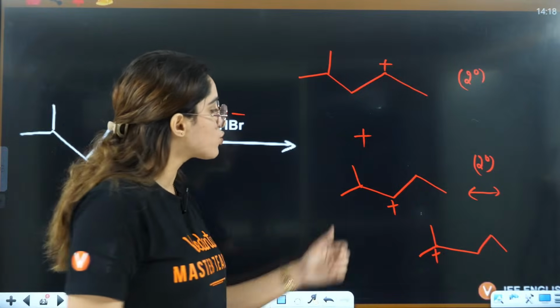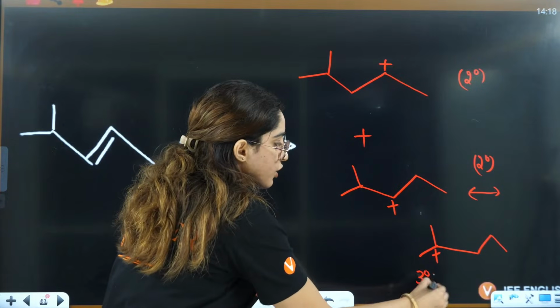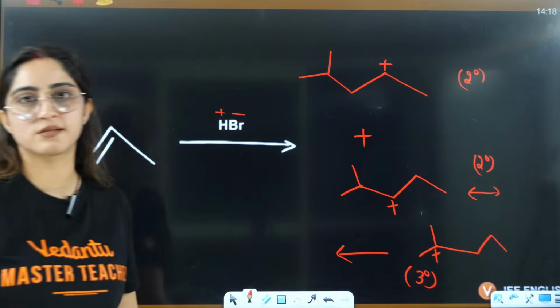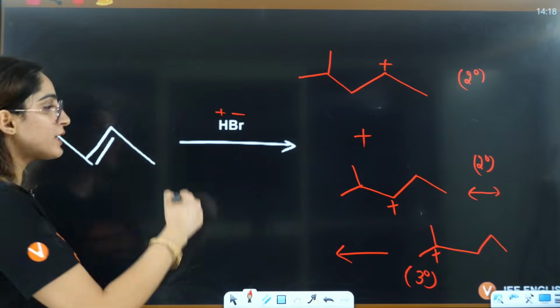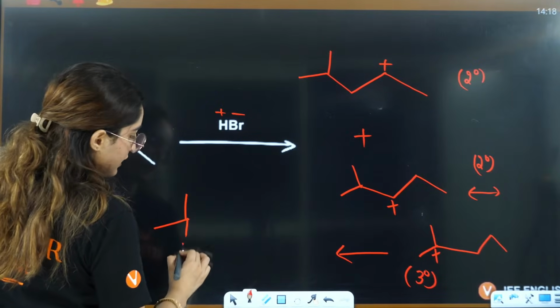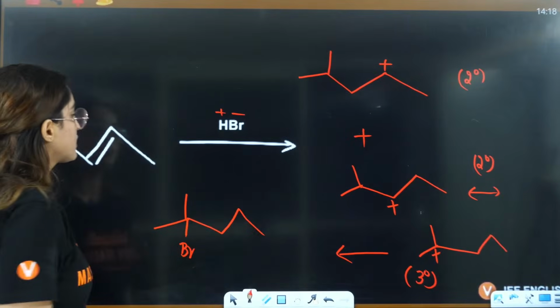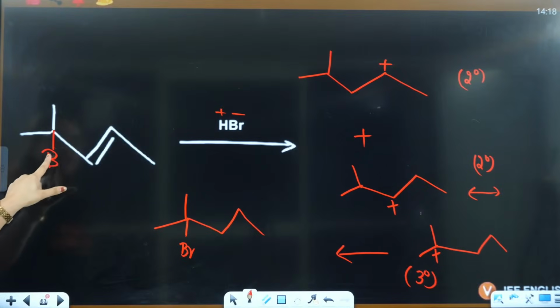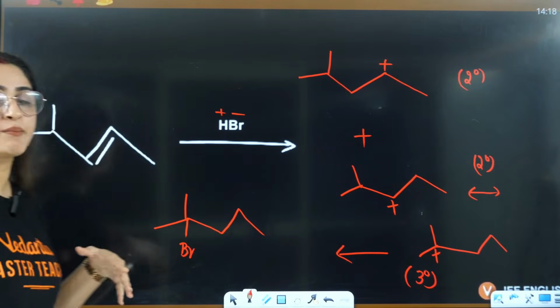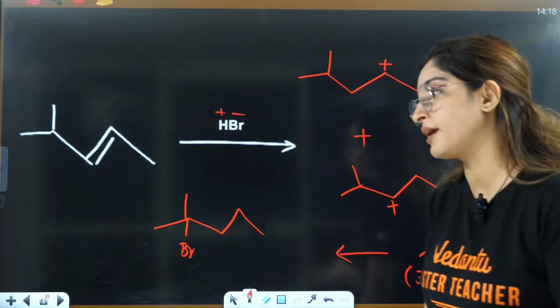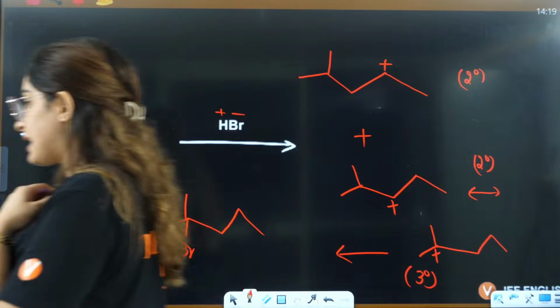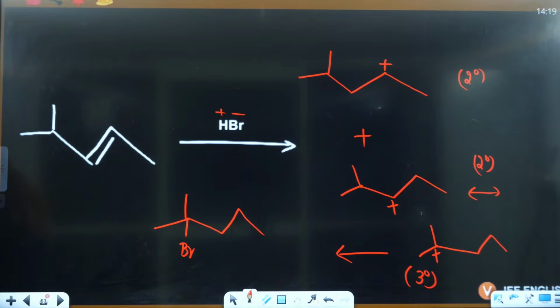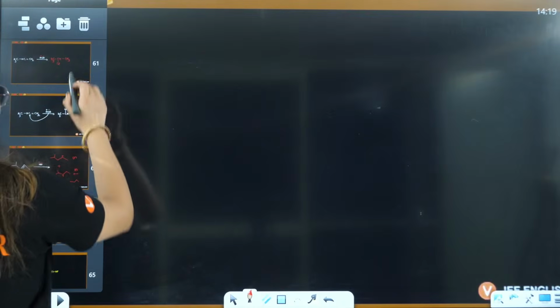You can have this as 2 degree and this as 3 degree. So rearrangement is possible in this case, so we will do that, right? Now you attach Br negative. Now it will be Br negative here and this thing will be formed. So see how beautifully, we never even thought that Br can also attach here, but it is attaching here, right? Because rearrangement is possible in case of Markovnikov addition. Okay, understood? Yes, everybody? Clear? Chal.